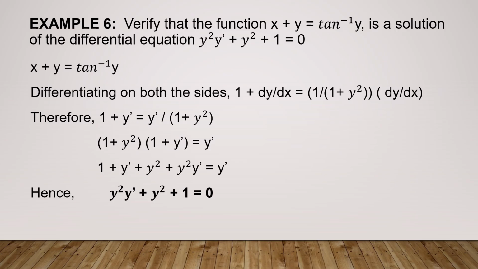When you simplify this and open the bracket, you will get 1 plus y dash plus y square y dash is equal to y dash. So on simplification, you get the differential equation which you want, y square y dash plus y square plus 1 equal to 0.